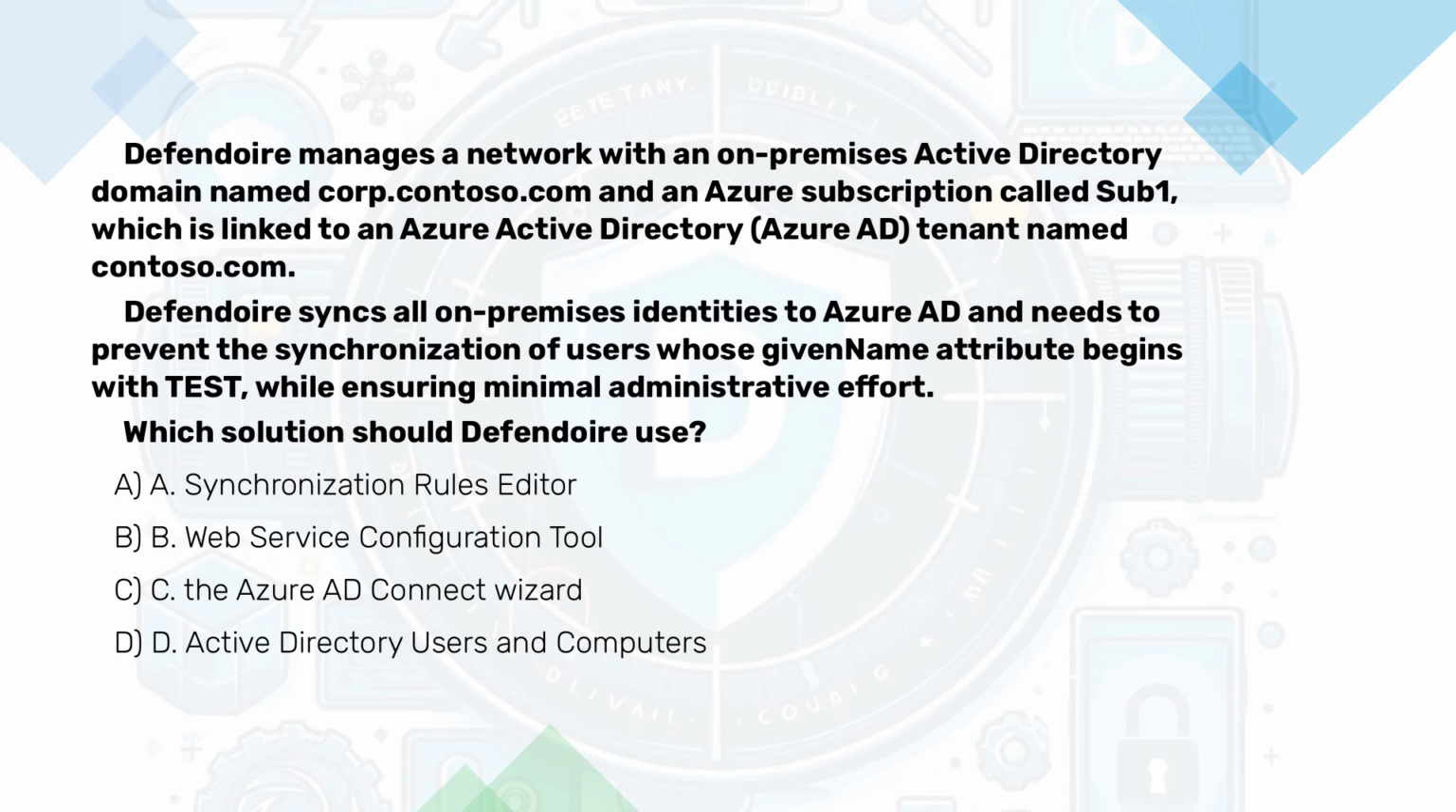We manage a network with an on-premises Active Directory domain and an Azure subscription called Subone, which is linked to an Azure Active Directory tenant. We sync all on-premises identities to Azure Active Directory and need to prevent the synchronization of users whose given attribute starts with TEST while ensuring minimal administrative effort. Which solution should we use?